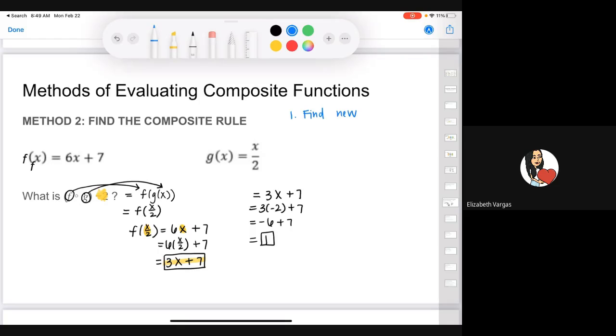Okay, so the first thing you want to do is find your new equation using the composite rule. And if you are told to do so, then you go ahead and substitute your value of x into the new equation. If you're not asked to substitute a value of x, then all you have to do is find a new equation and then you're done with that problem.